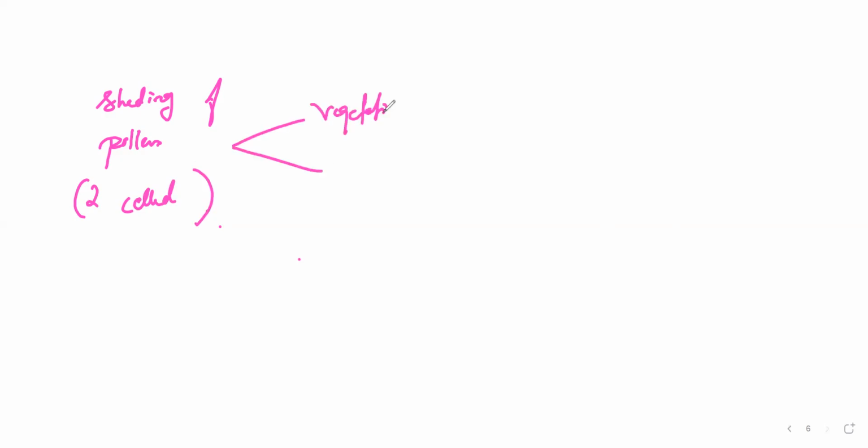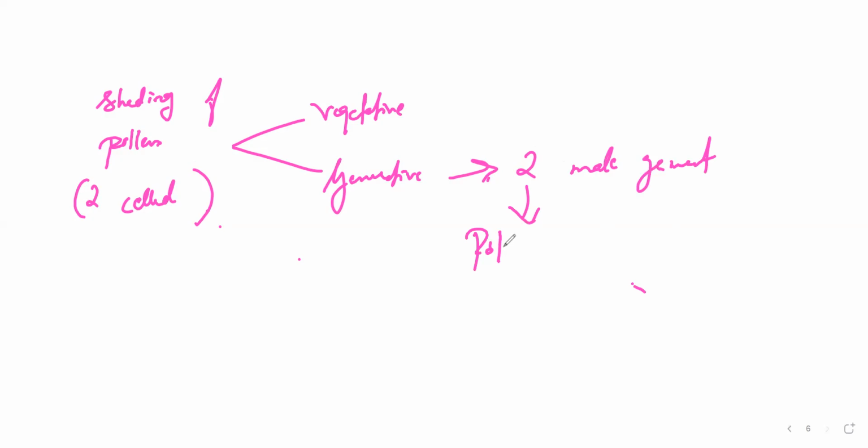Okay, so shedding of pollens is a two-celled condition. So that is what? It will have a vegetative cell and a generative cell, where the generative cell will further divide into two male gametes. And then it will enter into the pollen tube. And in some plants, when they shed the pollens, it is already a three-celled condition.